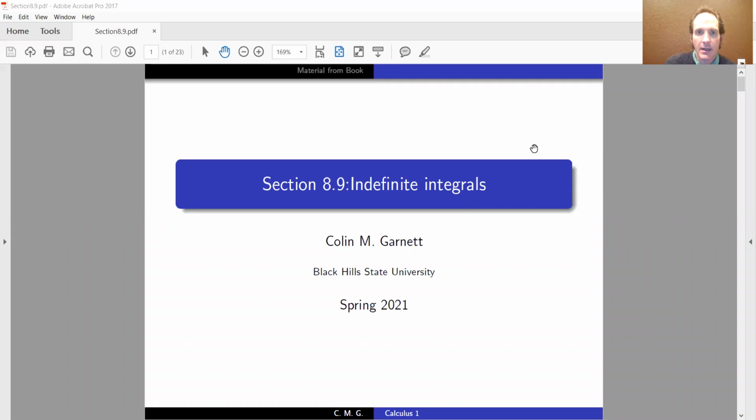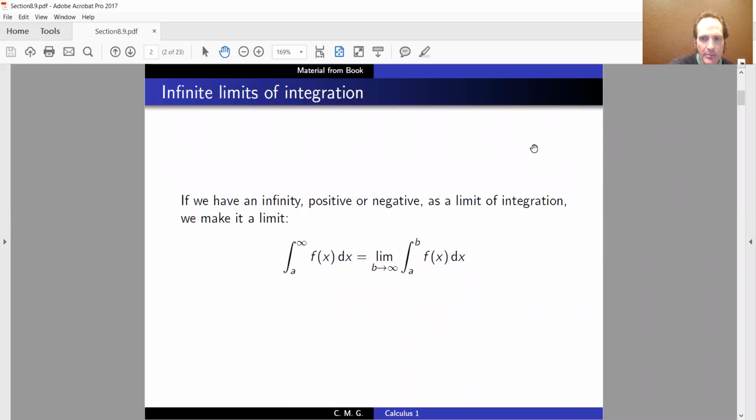Hey, everybody. So the last section that we have for this chapter is section 8.9. We're going to be talking about infinite integrals. These integrals basically are integrals where you have either an infinity as a limit of your integration, or you're bumping up against an asymptote.